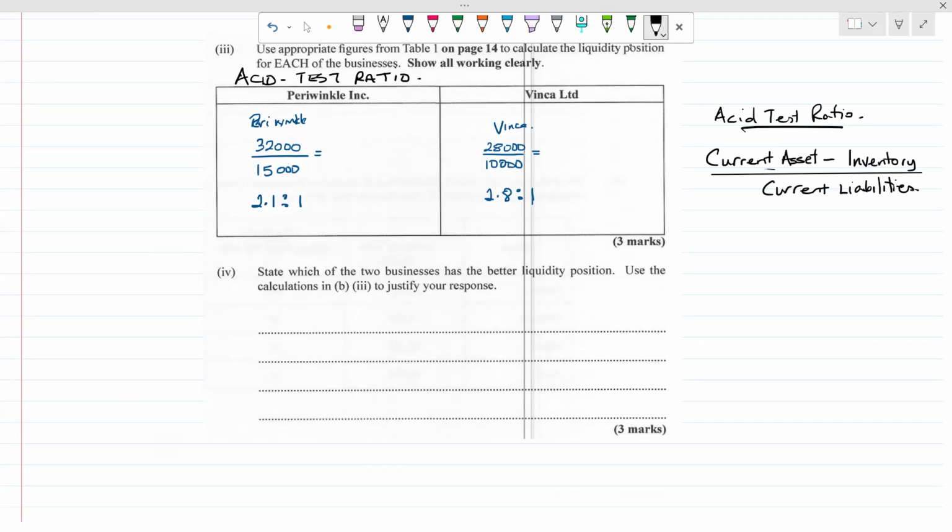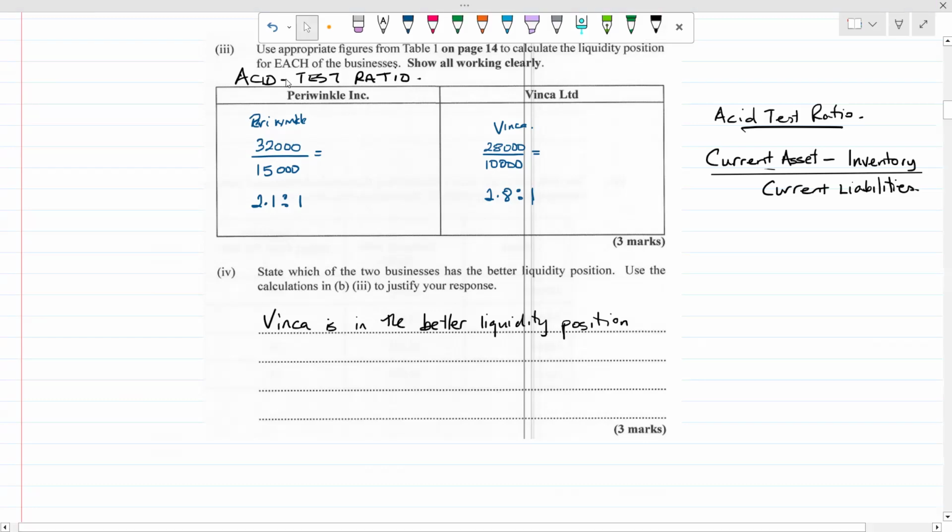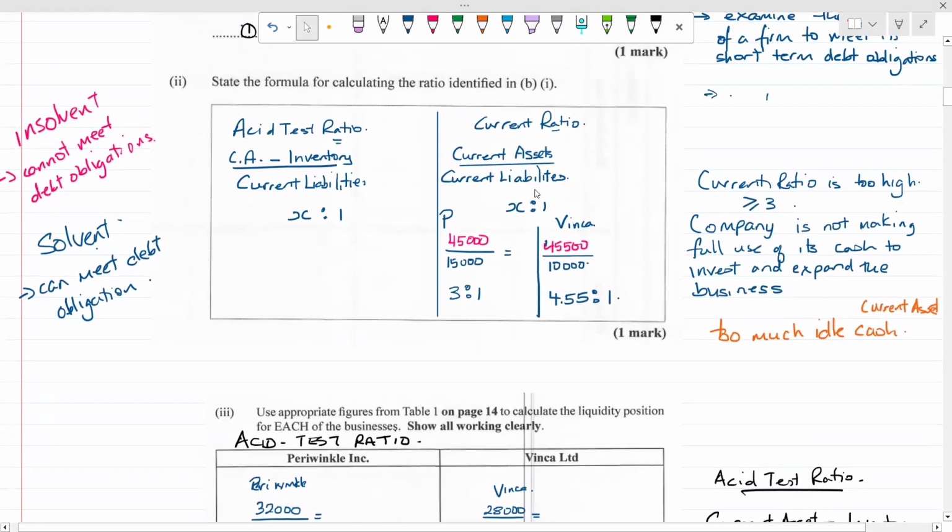Now, when we do the asset test ratio, here they're asking us to state which of the two businesses is in a better liquidity position. I would say here Vinca. And we said that they also had some assets that were not in use. Idle cash. But because we're using the asset test here, it's not changing the picture, because the idle is not cash, it's inventory.